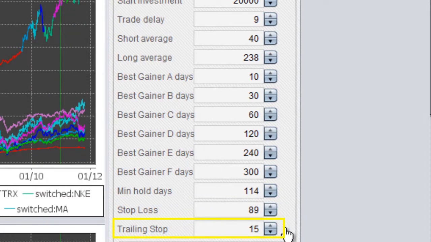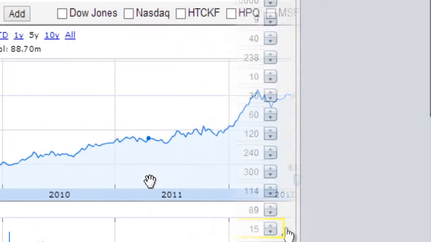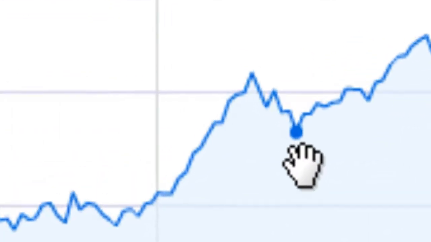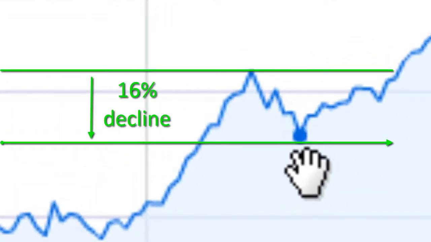The trailing stop is similar, but it's a little different. The trailing stop allows you to instruct the strategy to exit a stock when it has dropped by a certain percentage from the most recent high. Let's take a look at the graph for Apple stock. And let's say, for example, we had a 16% trailing stop loss. As long as the price of the stock was increasing, no action would be taken. So in 2010 and 2011, you would continue to hold the stock. In 2012, there was a pullback, a 16% pullback here. So if you had a 16% trailing stop loss, Apple would be sold here.